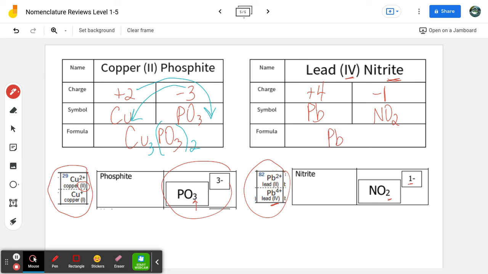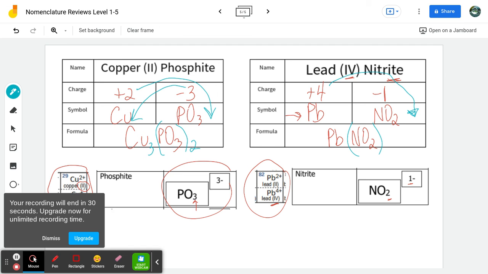I'm going to do Pb and NO2. Keep all of my symbols and subscripts just the way they are. And I'm going to cross over this 4. And before I cross over that 4, I'm going to put parentheses around it and then add my 4. And that is it for level 3.